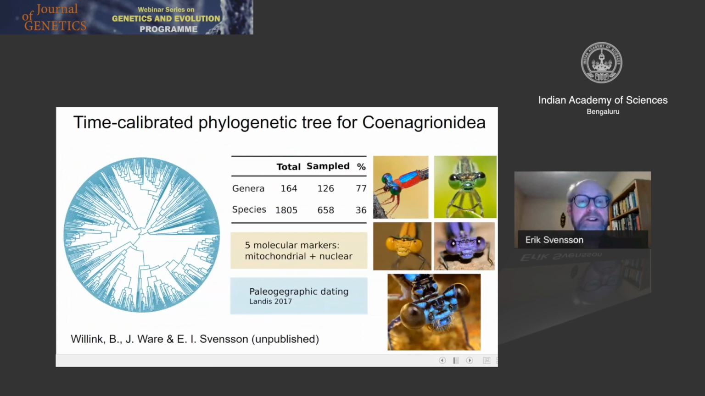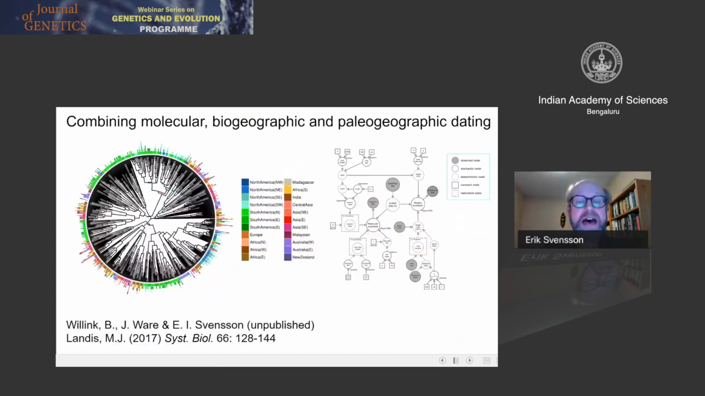And we have produced a time-calibrated phylogenetic tree for the superfamily Cyanogrenidae, including a number of genera and species, about a third of all the species that occur. And we have used the total evidence approach where we use paleogeographic information, information about current geographic distributions, and molecular information to time calibrate this phylogeny. So we have data on where current species occur, and we have a model of molecular evolution. And we combine this information.